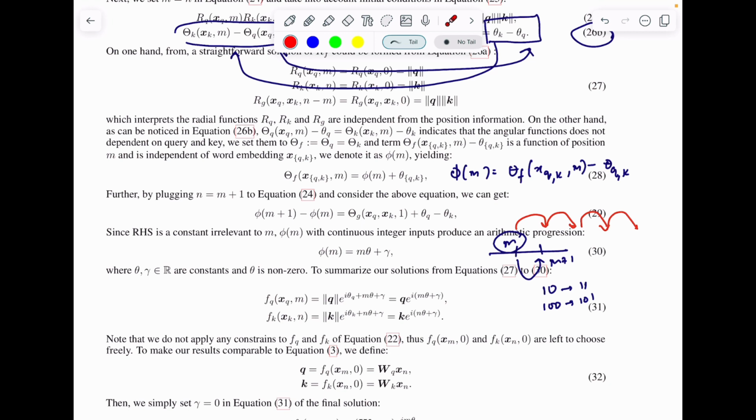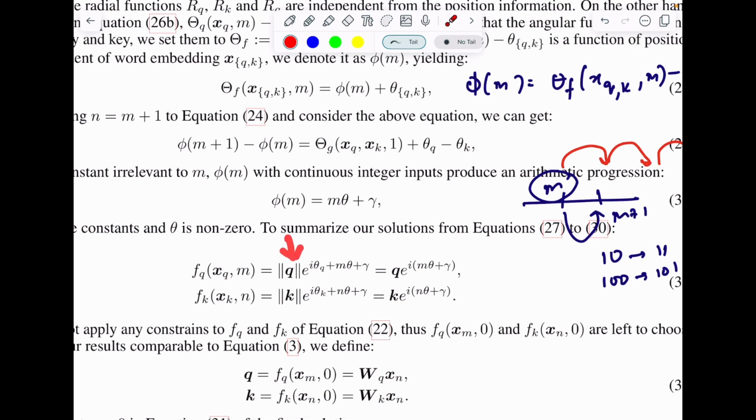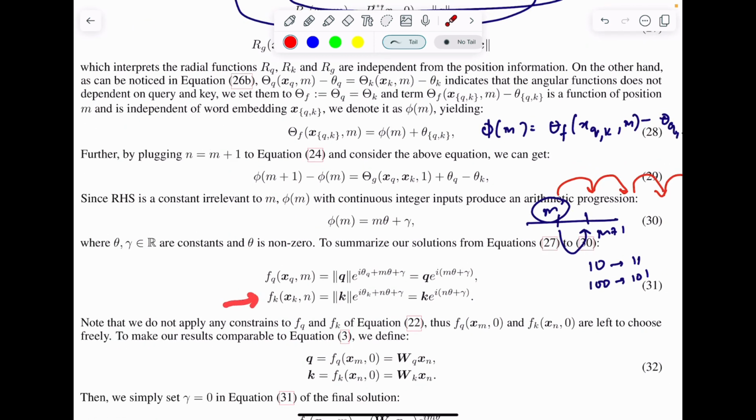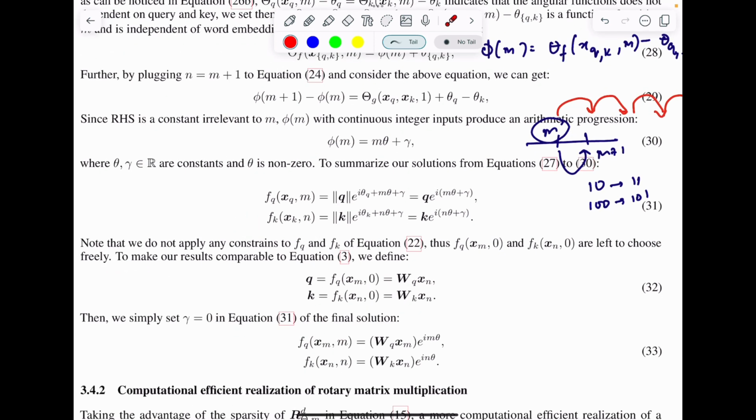So similarly, what we can do is that now we can represent f q, and we can put in the values, and we get the magnitude of q into e raised to the power iota, theta q plus m theta plus gamma, right? So what does that mean? That means that you had an initial vector with you, which is now formulated as q here, and you move it by the angle of m theta. Okay, similarly you do it for k. In their work they assumed that gamma is equal to 0. Okay, so this is the equation that comes out to be.